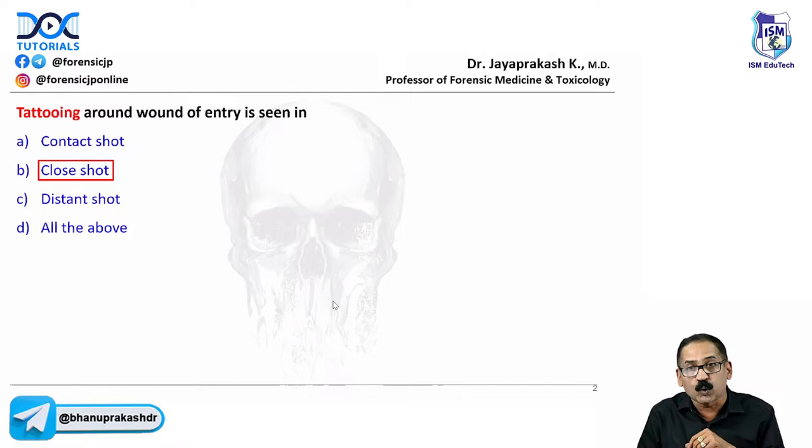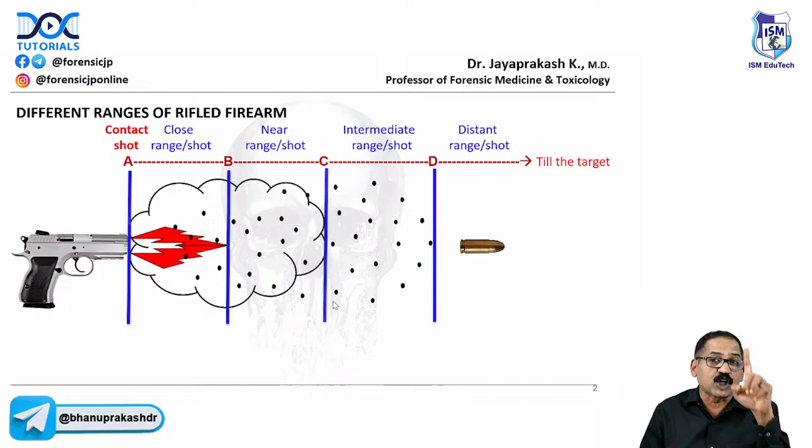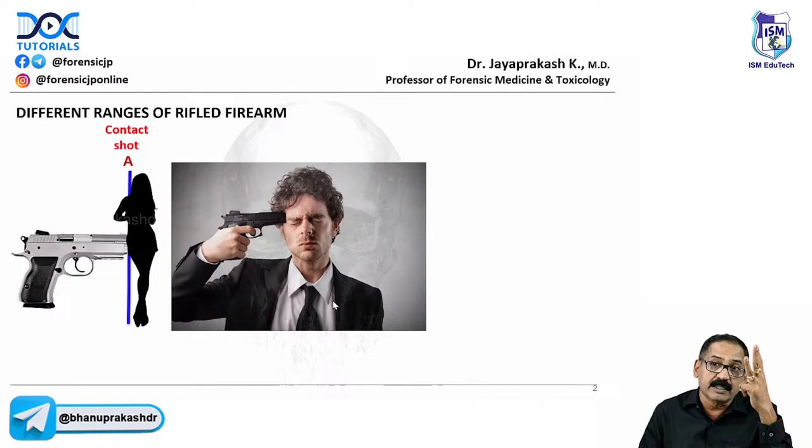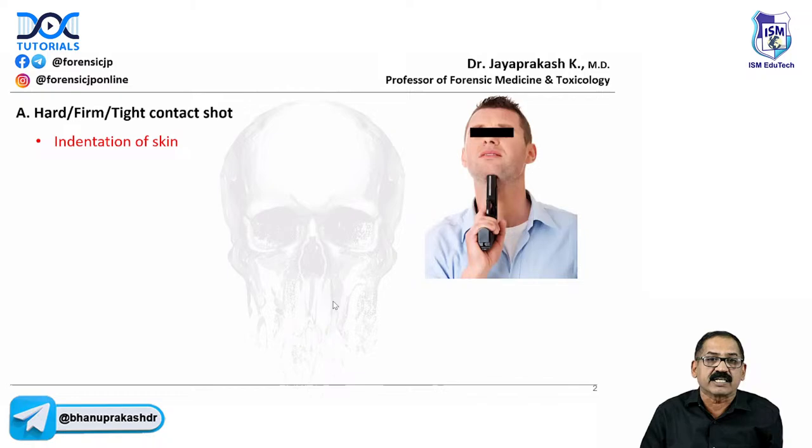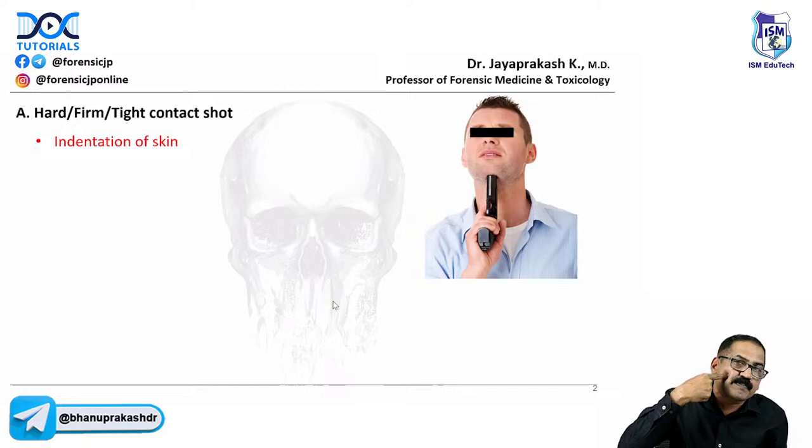Okay. Now, lastly, coming to the contact shot. Contact shot means muzzle is in contact with the skin. Look here. It is contact shot. Here, I would like to classify under three headings. Number one, hard contact or firm contact or tight contact means there is indentation of the skin. The muzzle is not only touching the skin, it is pressed over the skin where there is indentation of the skin.